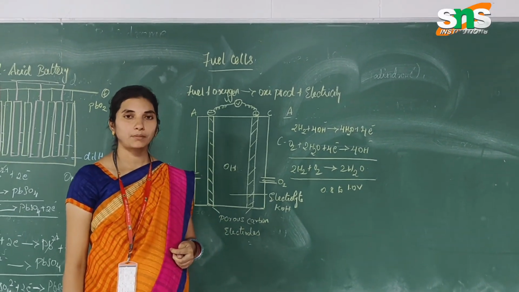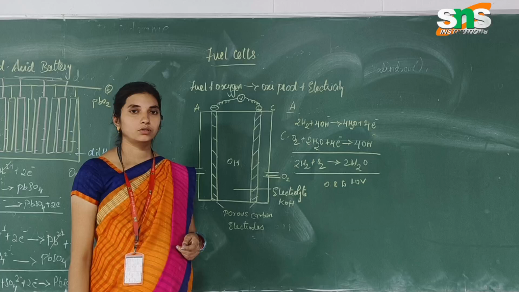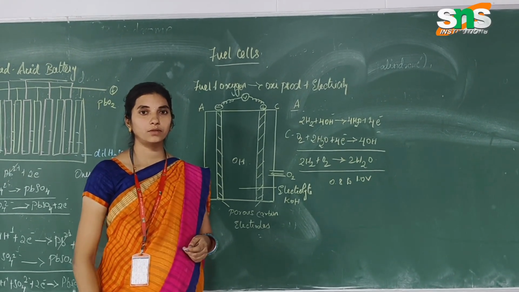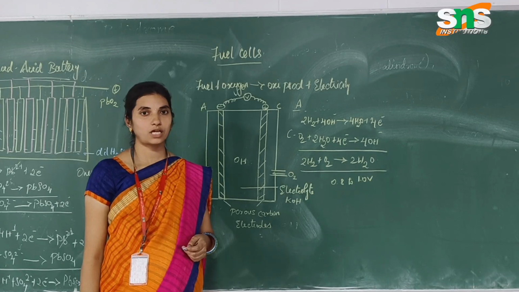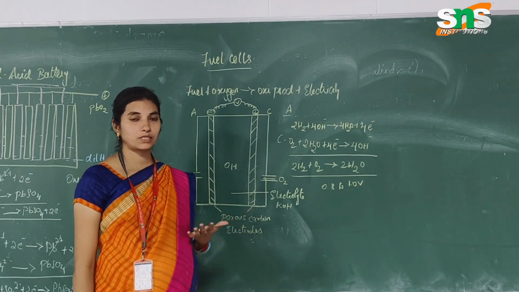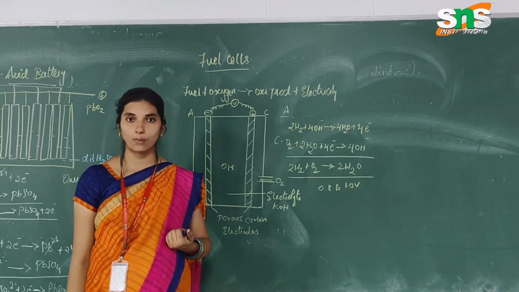In the previous session, I discussed how batteries can be classified as primary and secondary batteries. When the reactant, product, and electrolyte are continuously passed through the cell, it is called a fuel cell. Now we are going to see how the fuel cell can be converted into the form of flow batteries.